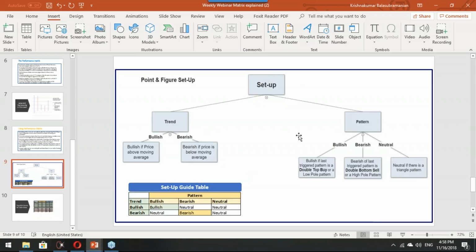So getting back to this slide, it will be bullish if we have either a double top buy or a low pole pattern. It will be bearish if we have a double bottom sell or a high pole pattern, and the pattern will be neutral if it is anything other than these two. Typically, if we have three inside columns, wherein the last column is within the boundaries of the previous column and the previous column is within the boundaries of the column before that.